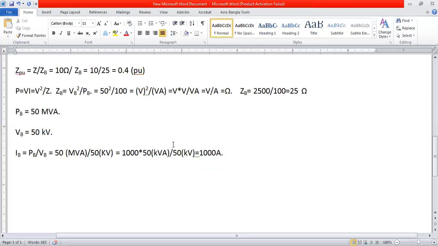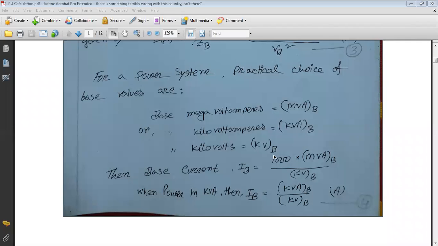That's the reason in the previous equation, whenever the unit is shown, megavolt ampere is multiplied by 1000, converted to kilovolt ampere, and finally we get the unit in ampere. That is why we write 1000 here. Next, if the power base is kilovolt ampere, then it should be kilovolt ampere divided by kilovolt. So finally we'll get the current in ampere unit.